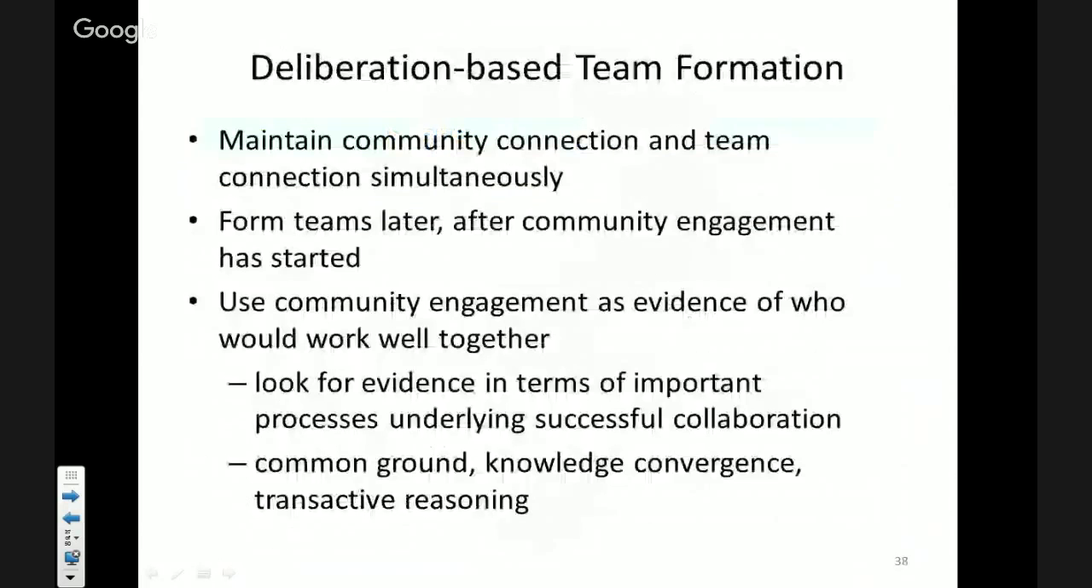So based on this idea, we developed a deliberation-based team formation strategy, where the idea is to try to maintain a connection between students in their groups, but also the whole community that offers them intellectual and support resources beyond what they can get from just their team. And we delay the team formation so that students don't have to pick a team right when they come into a course, but they're going to engage in a meaningful part of the project in that whole class context first, so that they have an experience of the community before they get into their groups.